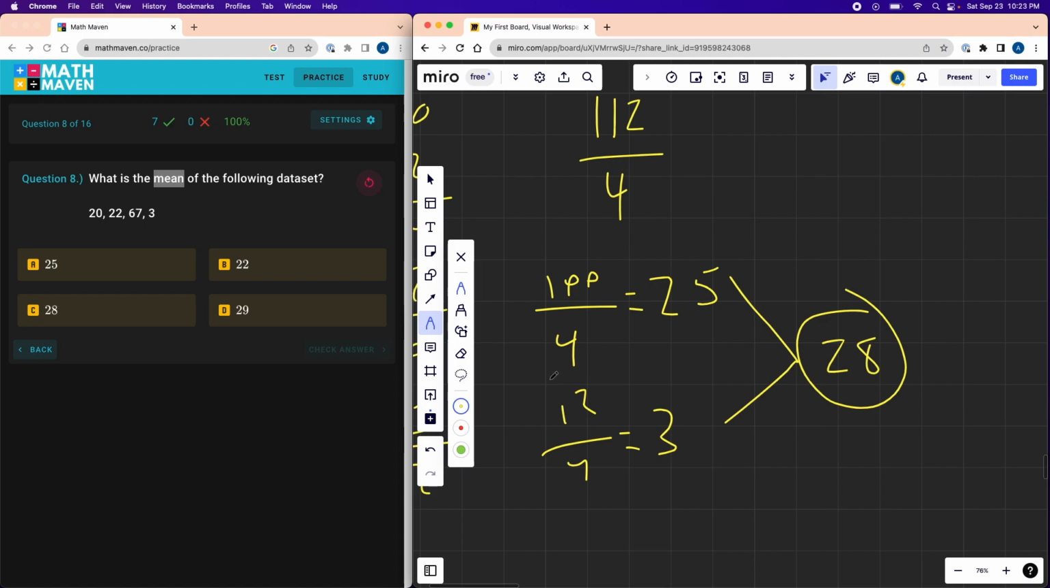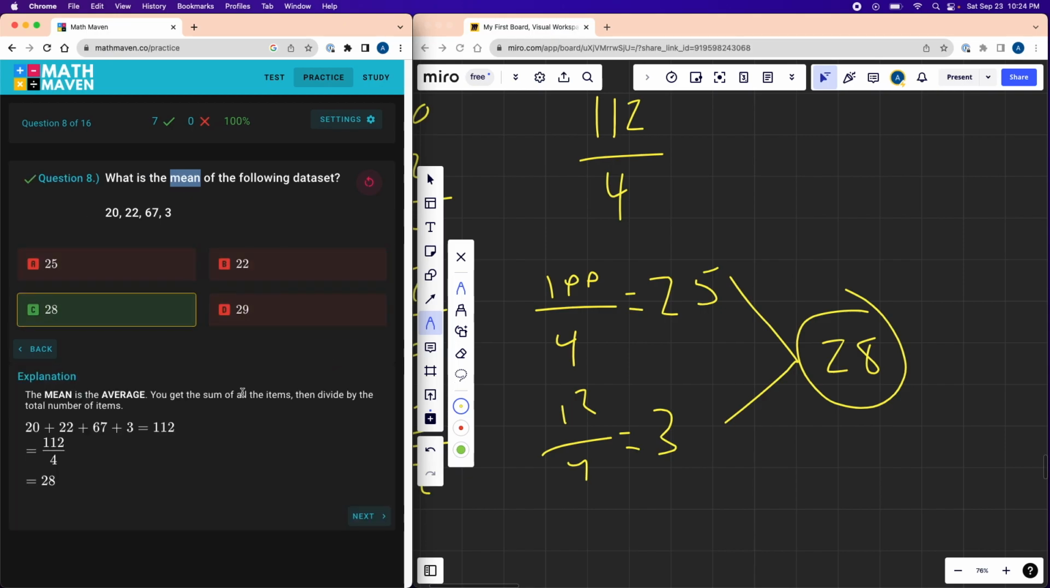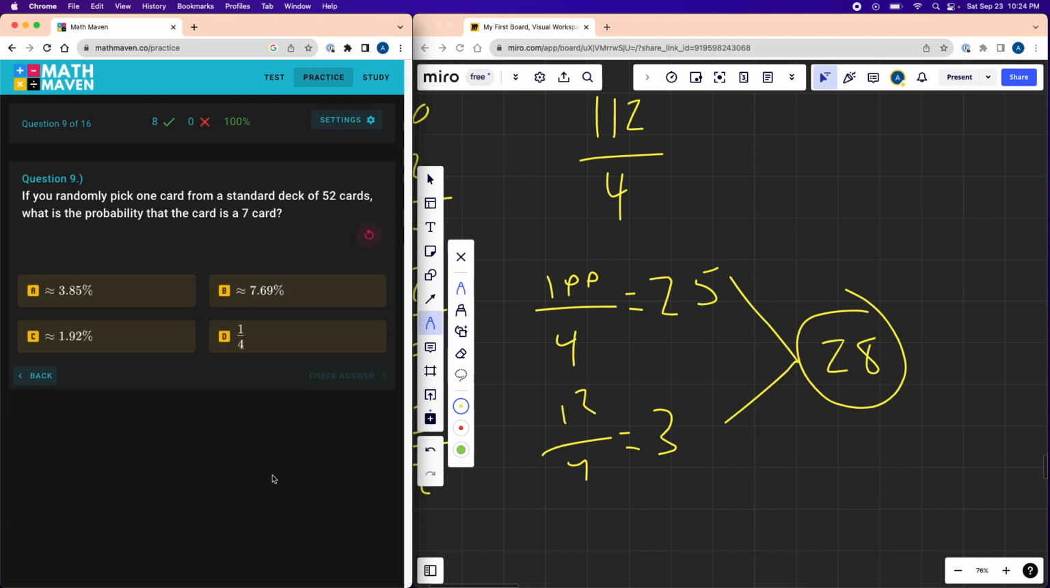All right, so 28 should be the mean or the average of these numbers here. So I will select C, and that turns out to be the correct answer there. All right, so let's move on to the next one here.